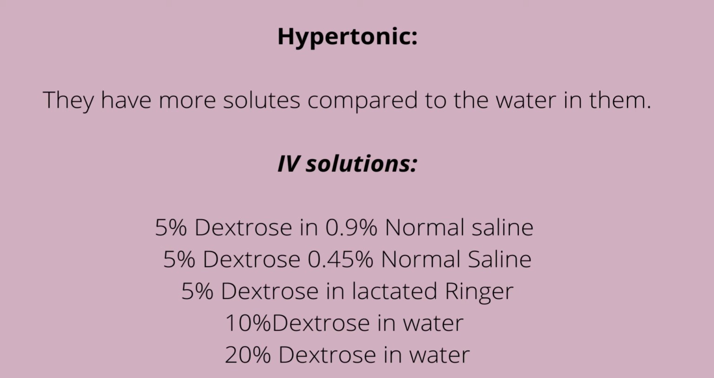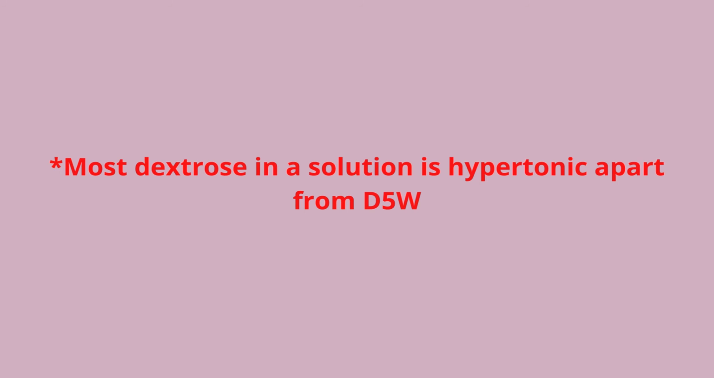And examples of this include 5% dextrose in normal saline. We have 5% dextrose in 0.5 normal saline, 5% dextrose in lactated Ringer's, 10% dextrose in water, 20% dextrose in water, 50% dextrose in water, 3% normal saline, and 5% normal saline. So one key thing that I would love you to remember is that most dextrose in a solution are hypertonic, apart from D5W. Remember, D5W in the bag is isotonic, but when it gets into the body, it becomes hypotonic.